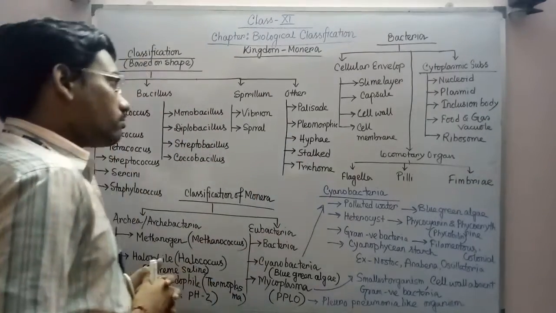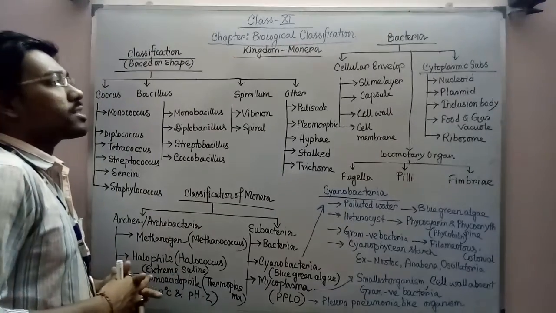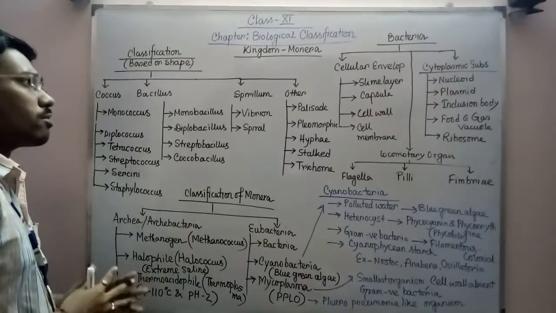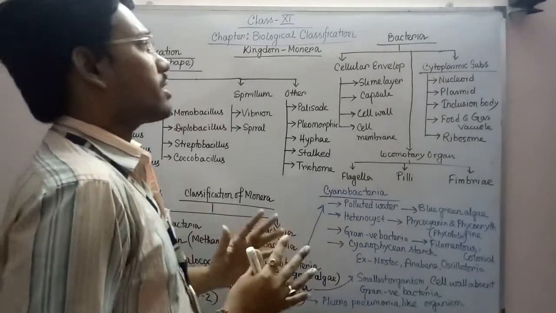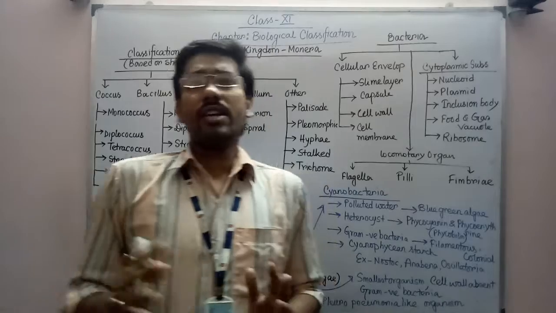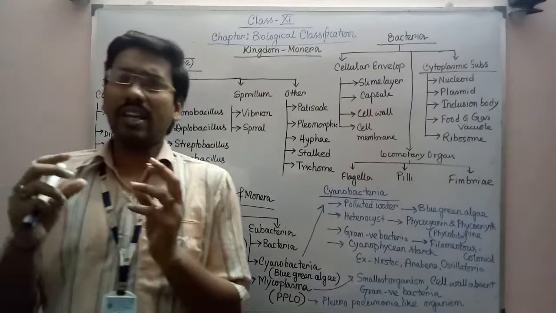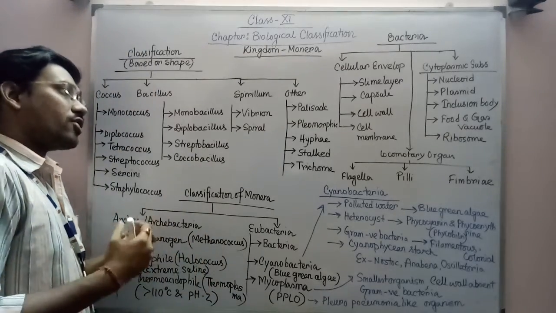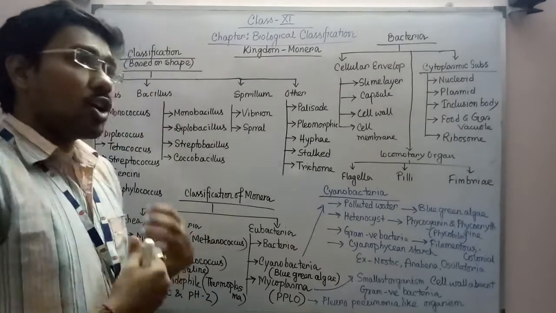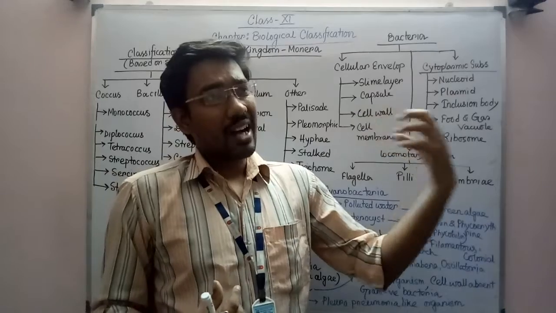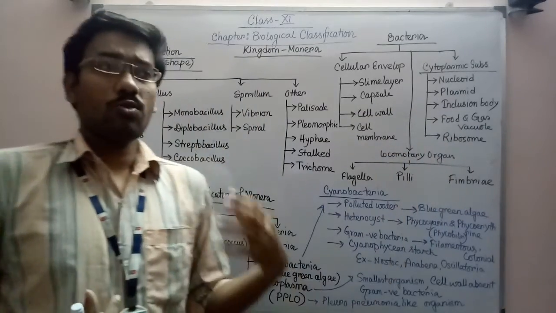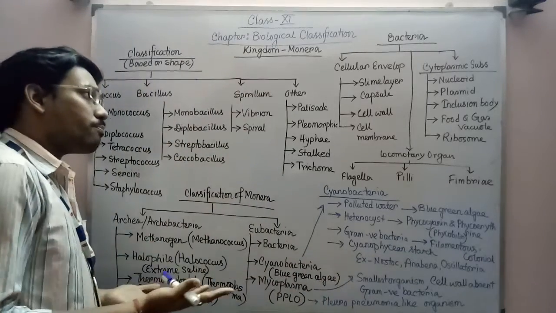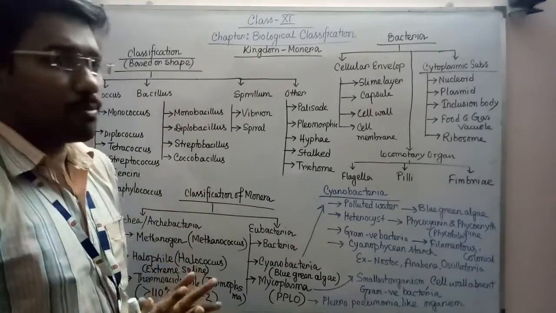First, when we are discussing the cellular envelope structure, the first point to keep in mind is the slime layer. The slime layer is the outermost, very mucilaginous, slippery layer, which helps the bacterial cell to escape from any kind of environmental conditions, or any kind of predator. That's why the slime layer is present.